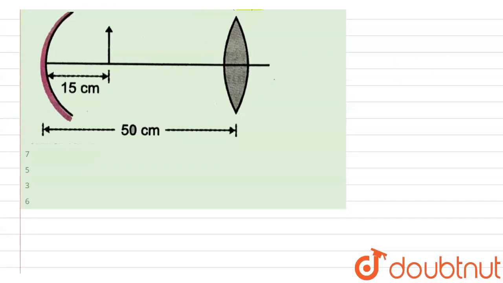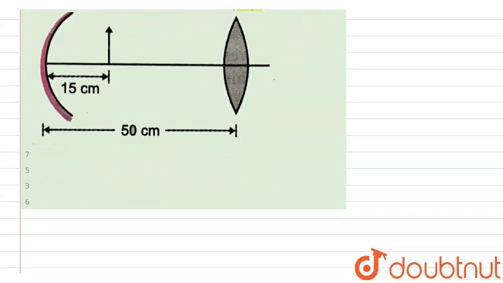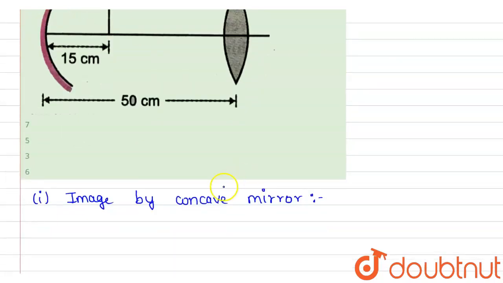So first we do the image formation. The image will first be formed by the concave mirror. So our first step is image formation by the concave mirror, and we are taking the direction of light as positive for the mirror. This is our positive and this is negative. We can change conventions also, but we will still get the same answer.